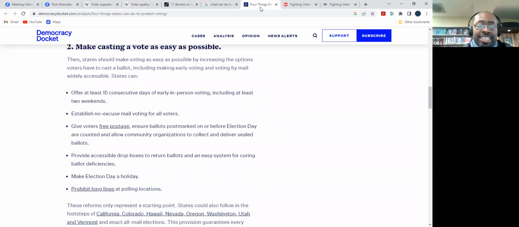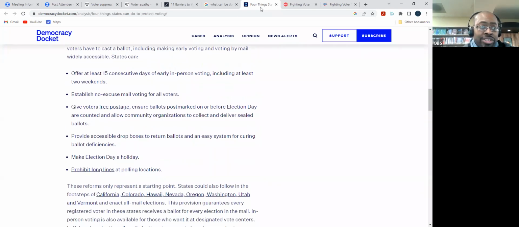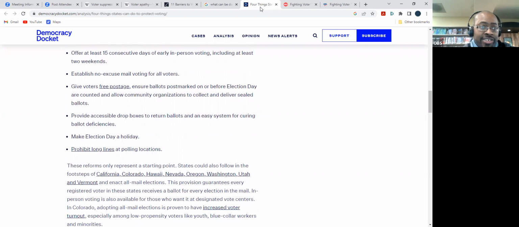Number 1, offer at least 15 consecutive days of early in-person voting, including at least 2 weekends. Number 2, establish no-excuse mail voting for all voters. Number 3, give voters free postage, ensure ballots postmarked on or before election day are counted, and allow community organizations to collect and deliver sealed ballots.